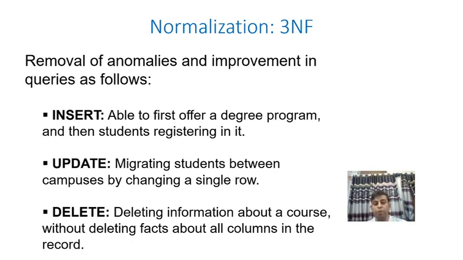Removal of anomalies and improvement in queries is as follows. Insert: able to first offer a degree program and then students registering in it. Means now we are able to offer a degree program, then the students will register. Update: migrating a student between campuses by changing a single row. Now if a student is migrating from Islamabad to Lahore, we need to make a change in a single entry. Delete: deleting information about a course without deleting facts about all columns in the record. We can make the deletion in that particular entry and it will not affect the remaining records.